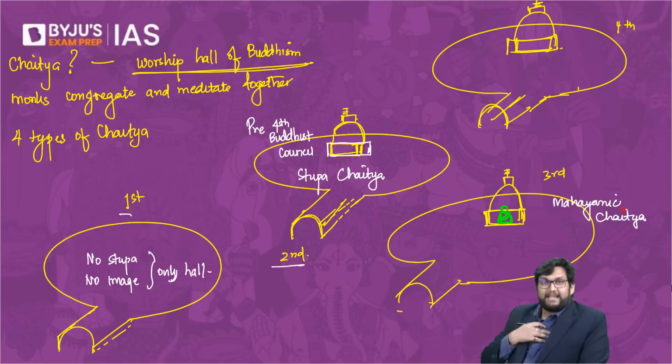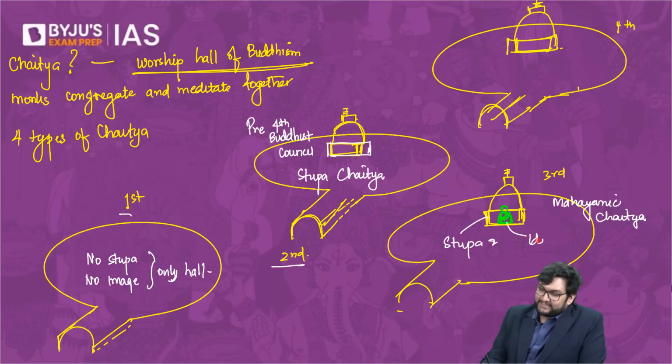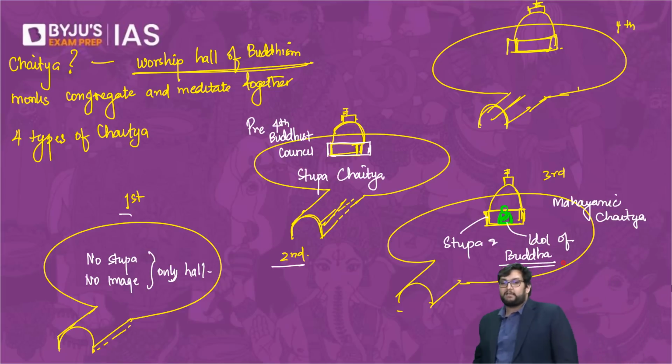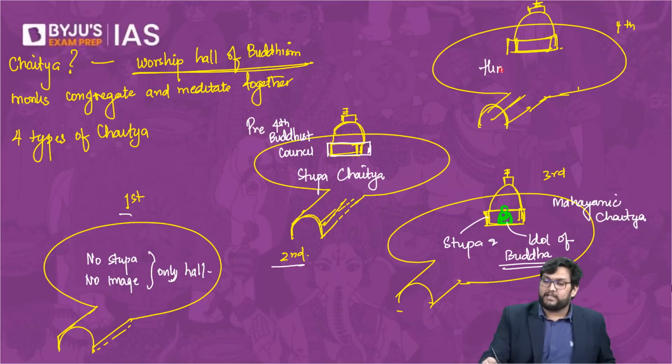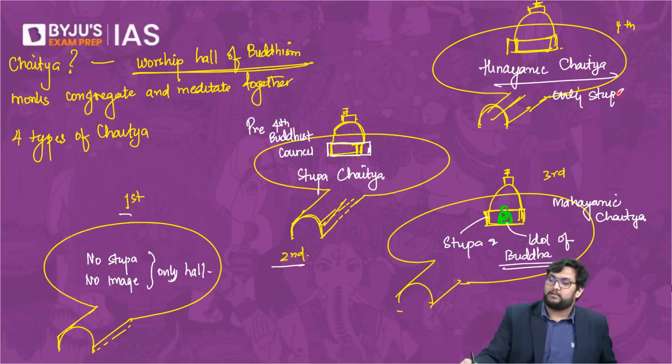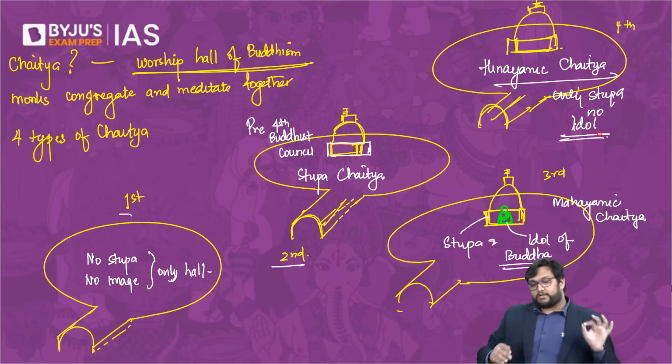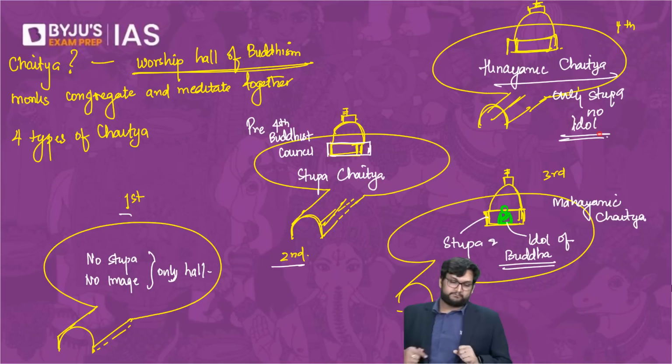Mahayanic Chaitya, I know it, you should also know it. Mahayanic Chaitya has a stupa and an idol of Buddha. So that idol worship is there, because it is Mahayanic. And the last is called a Hinayanic Chaitya, wherein only a stupa, no idol. So what is the difference between the second and the fourth?